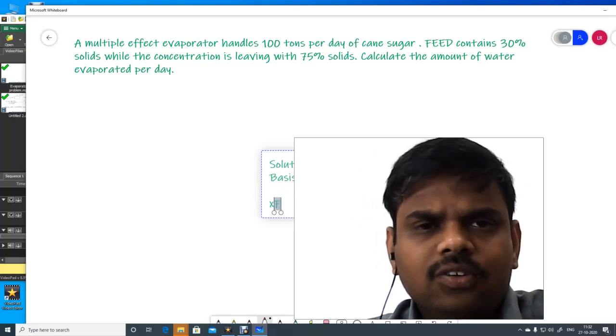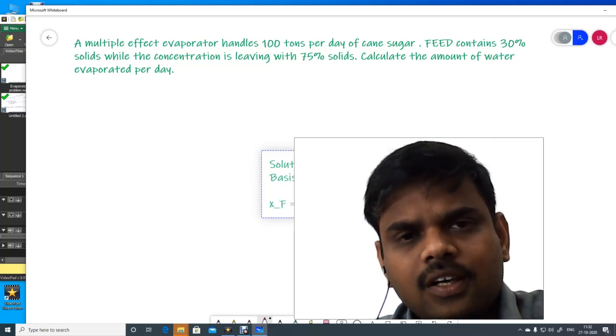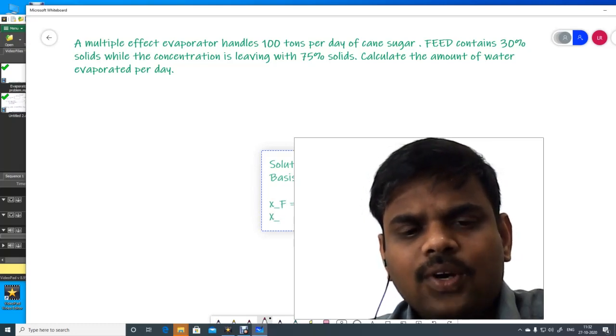We have 100 equal to T plus E. So we can rearrange to write E in terms of T. E is equal to 100 minus T. So let it be equation number 1A.